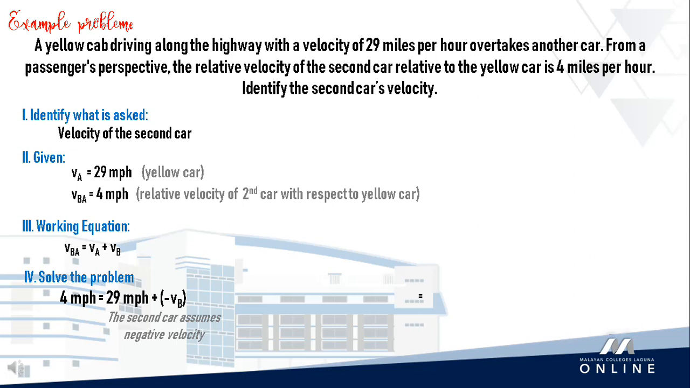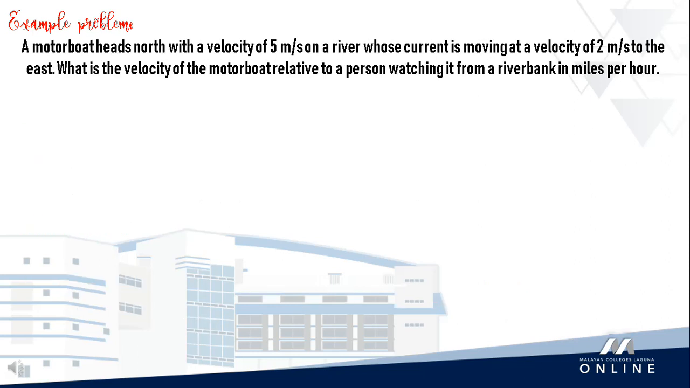At this point, we will substitute the values as V sub B is equal to 4 mph minus 29 mph, which is then equal to negative 25 mph. And that is the velocity of the second object. Let us have the last problem for this lecture.